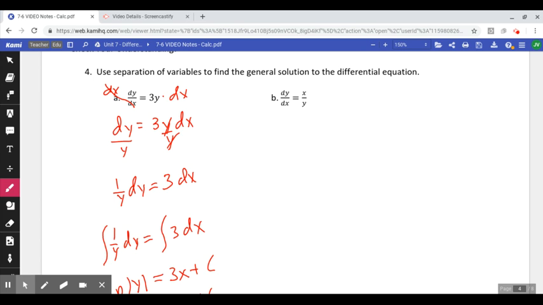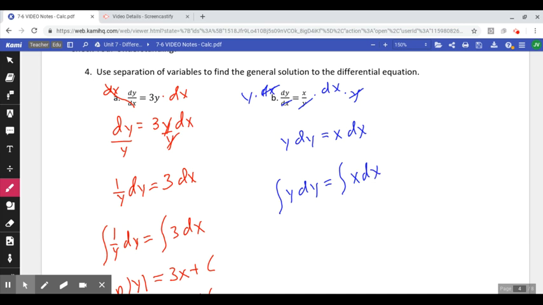So what we'll do here is multiply by dx on each side. And if you want to, we can actually multiply by y on each side in the same step. The dx's will cancel on the left-hand side, leaving us with y dy. And on the right-hand side, the y's will cancel, leaving us with x dx. Then we'll integrate each side. And we wind up with y squared over 2. So that's your power rule in reverse on the left-hand side.